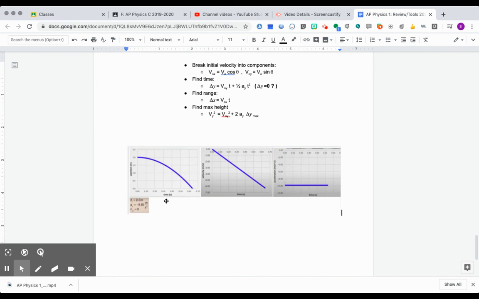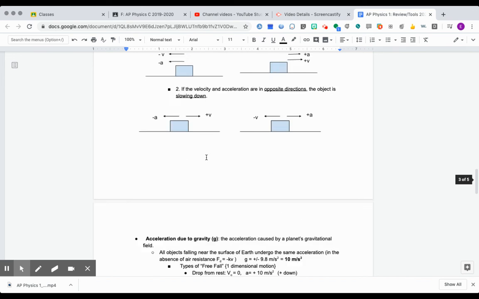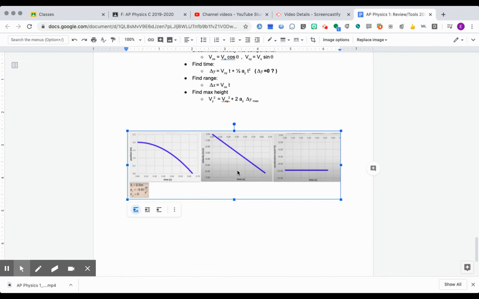Okay, last thing, graphically. Up here under review examples, there are 2 open-ended questions. These open-ended questions resemble practice AP exams. So the links are here, and I'll also post the answer keys. Being able to graph your position versus time, velocity versus time, and acceleration versus time is very useful and will most likely be on the open-ended section.